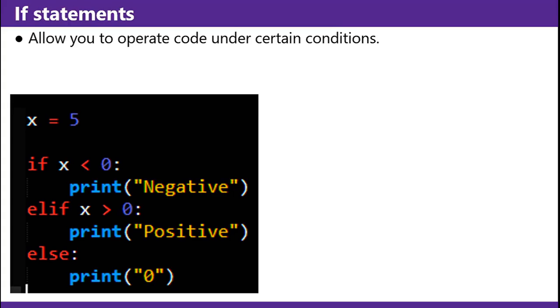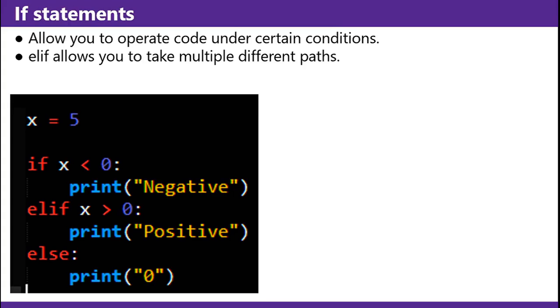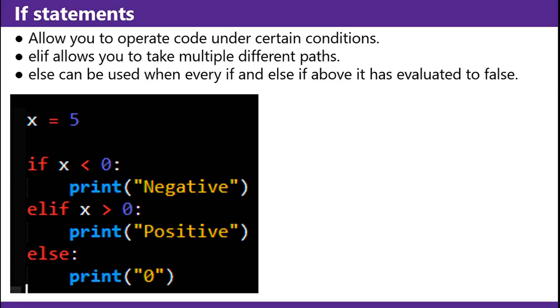If statements allow you to operate code under certain conditions. Elif allows you to take multiple different paths. Else can be used whenever the if and else if above it have evaluated false. So in this code you have x equals 5. If x less than 0, you print out negative. If x greater than 0, you print out positive. Else you print out 0. x is greater than 0, so in this case you'd print out positive.